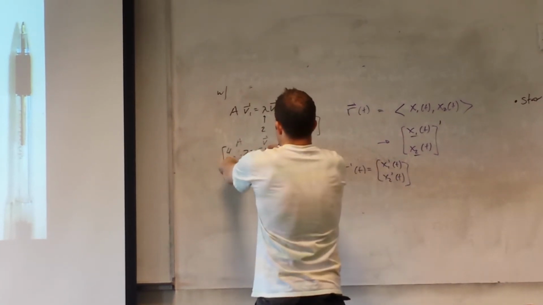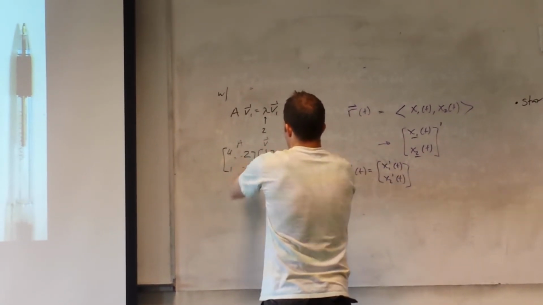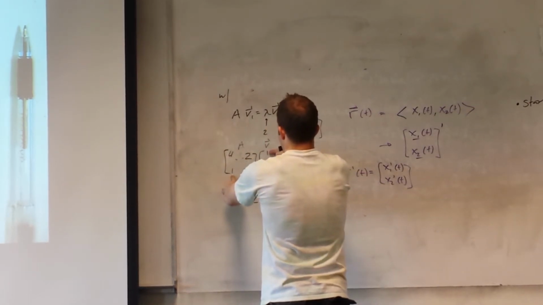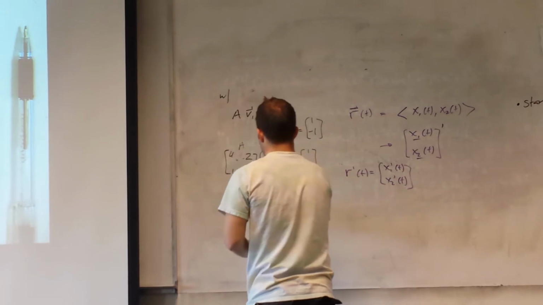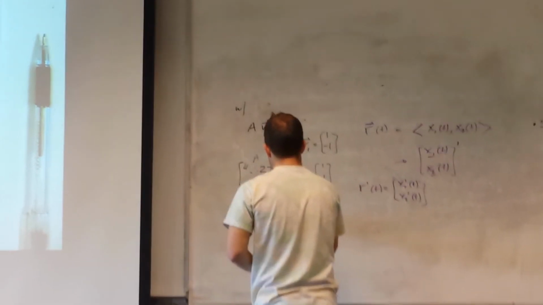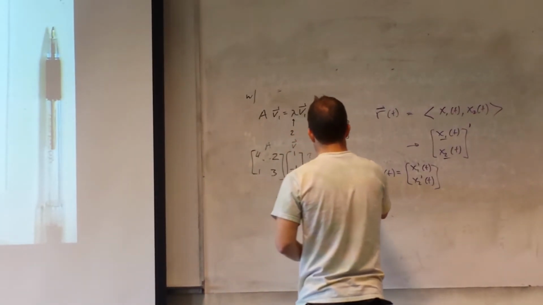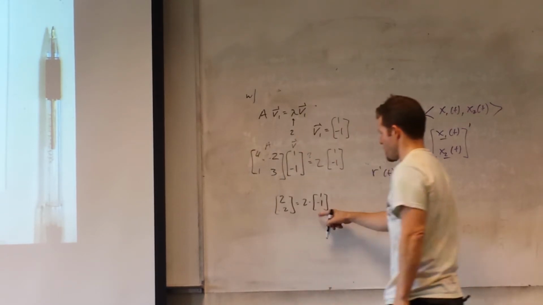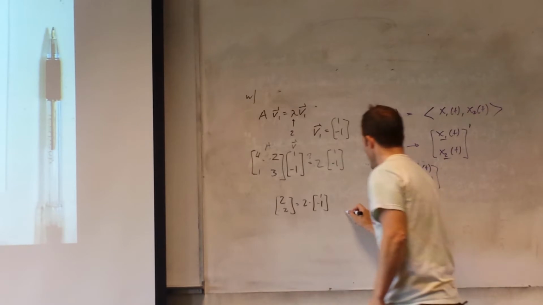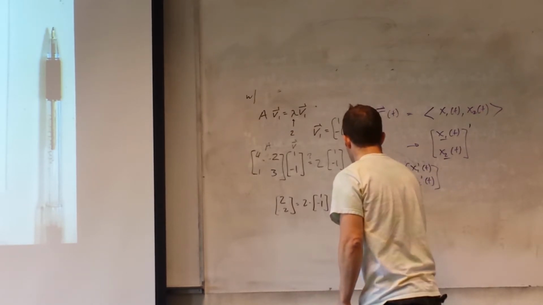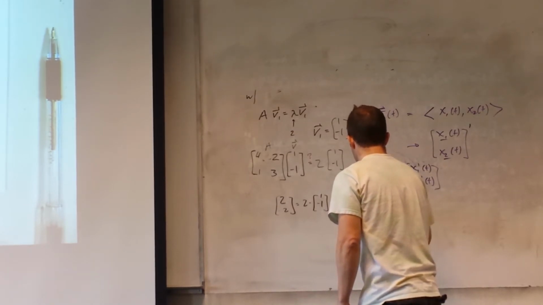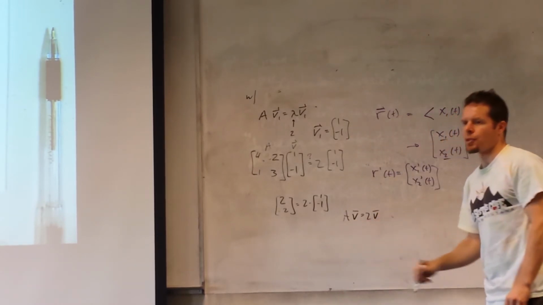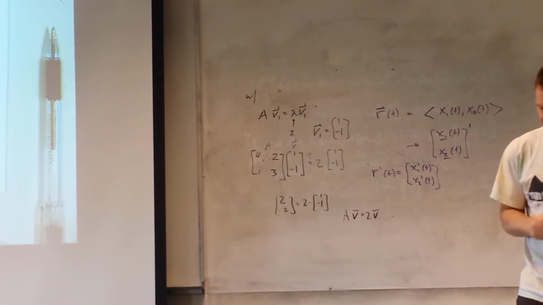So if I multiply these, what do I get? 4 minus 2 is 2. 1 minus 3 is negative 2. And that is exactly a scalar multiple of my original eigenvector. So A times V does equal 2 times V. That's the definition of an eigenvector and eigenvalue.